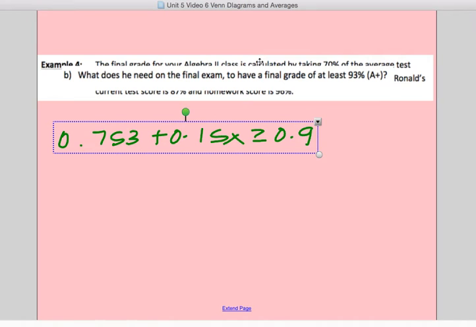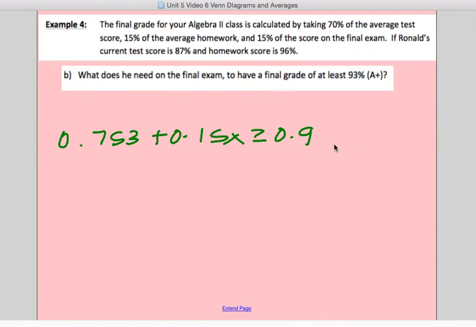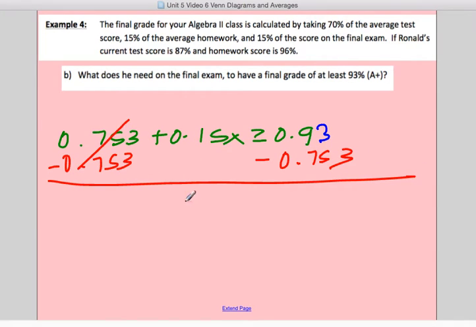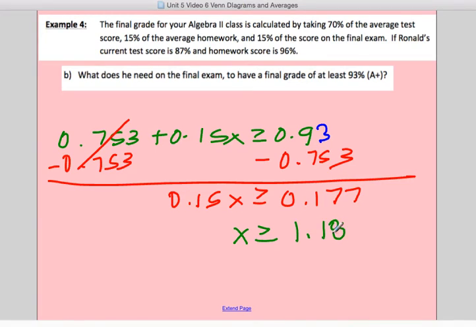Okay, the only difference is we were solving before for a 90%. Now he wants at least a 93%. So I need to change it. It needs to be 93. From here I solve it the same way though. Greater than or equal to, subtract this, and you get 0.177. You divide by 0.15 on both sides, and you get x is greater than or equal to 1.18.